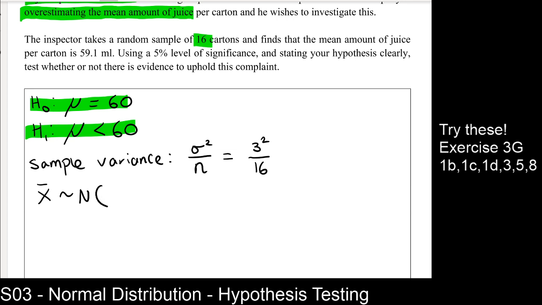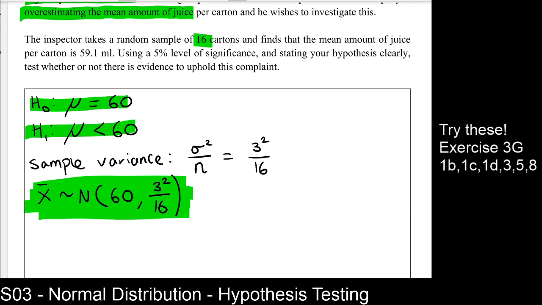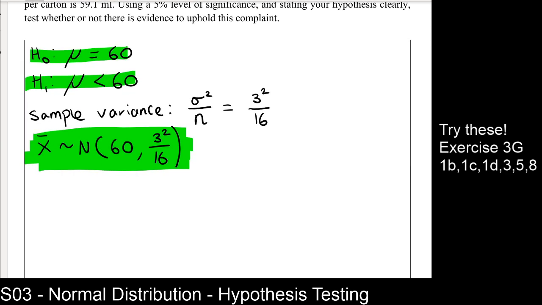So now we write down our distribution. Now there's a slight difference. Normally we'd just write x, but now we write x with a little line above it, and that's because we're now looking at our sample means. So we put there the mean as 60, the mean that we believe to be true to begin with. And then we put the sample variance, which is our 3 squared over 16. I'm going to highlight this, and everything I highlight here should always be part of your hypothesis test. These are the things that you need to do to score the marks.